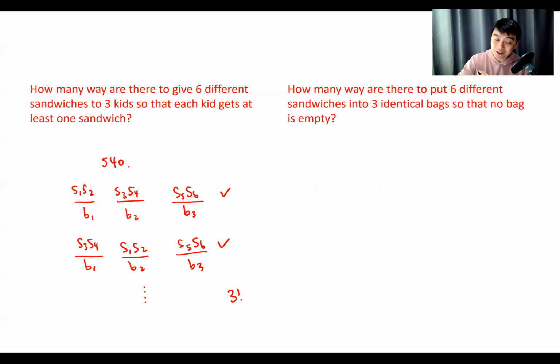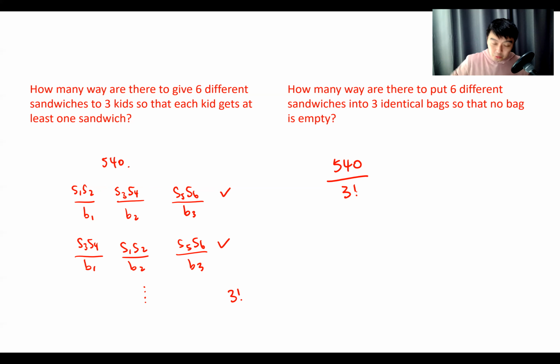There's too much order here. We're getting rid of that order. So the answer to the question on the right-hand side is going to be 540, but I'm going to divide it by 3 factorial. Now notice 3 in this case is the size of the output. Okay, the size of the output.